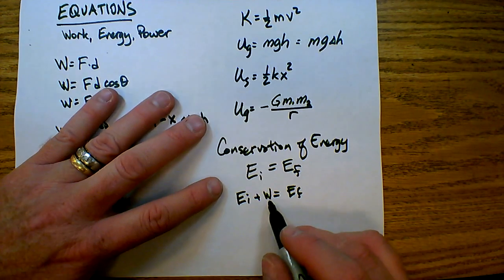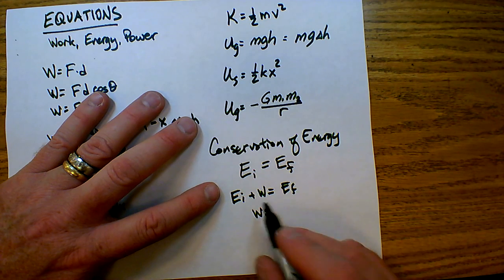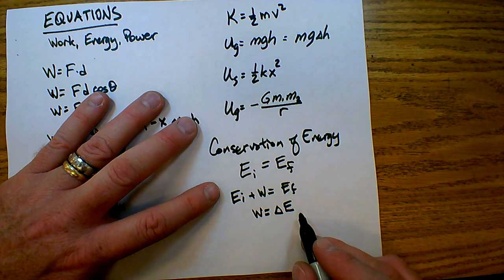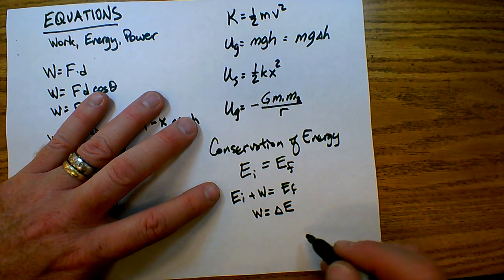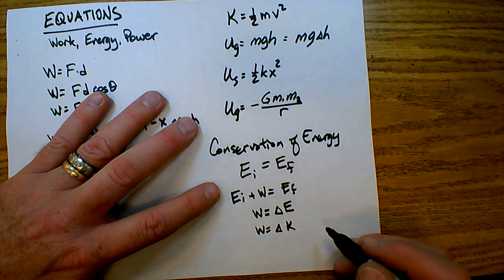And as we can see from this equation, if I solve it for work, I get work equals E final minus E initial, or in other words, the change in energy. That's the work that's done. Often we look at the work-kinetic energy principle where the potential energy is not changing, and we simply say work equals delta K, the change in kinetic energy, is equal to the work that's being done.